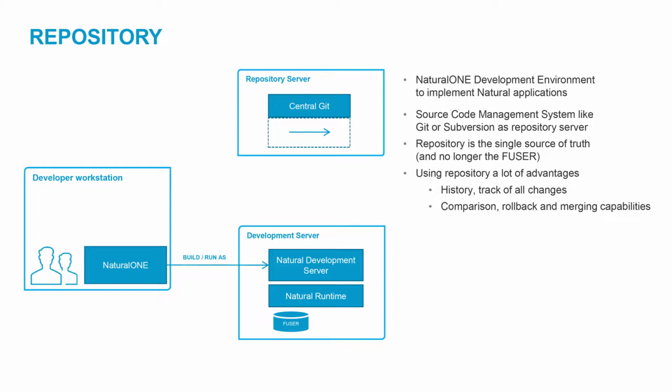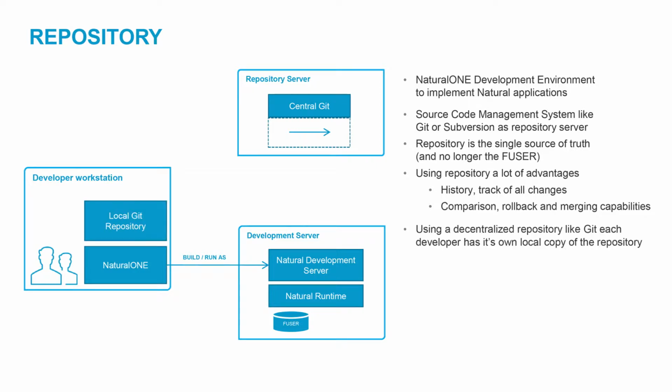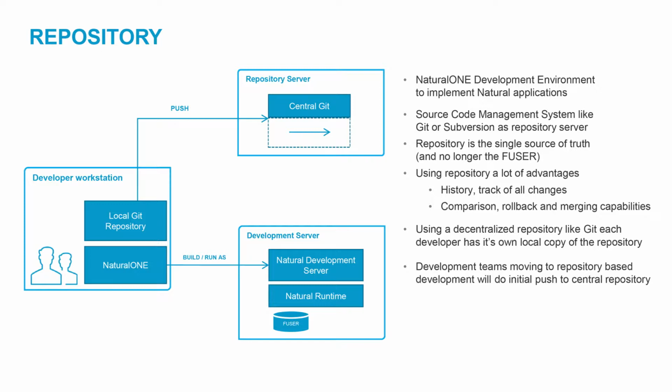Using a repository has a lot of advantages, such as maintaining a history, tracking and comparing changes, rollback, and merging. Using a decentralized source control system like Git allows each developer to work on a local copy of the repository. Development teams moving to repository-based development will need to execute an initial push to the central repository. Let's take a closer look at how to accomplish this.